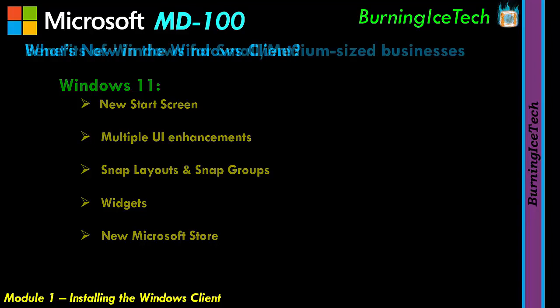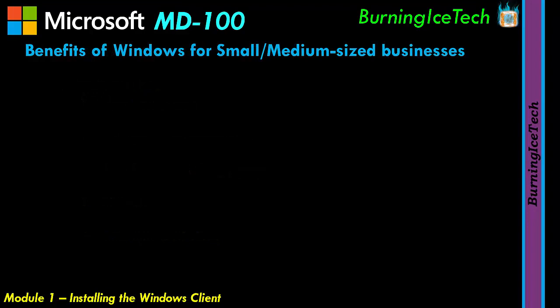Okay, so with that mouthful, let's take a bit of a look at something else. Benefits of Windows, now specifically for small and medium-sized businesses. If you are a huge enterprise, then, well, you can ignore some of the stuff that I'm about to say. So for small and medium-sized companies, it's very easy to use Windows. Well, Windows 10 and Windows 11, of course.